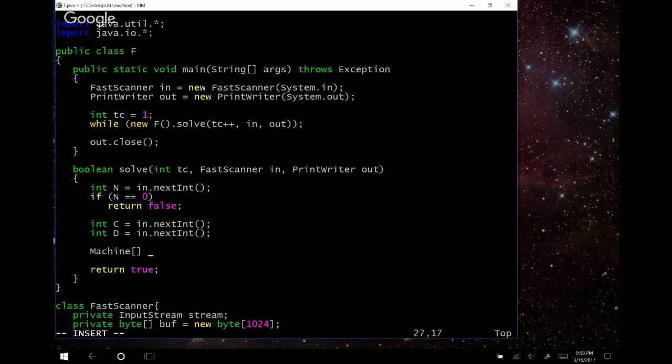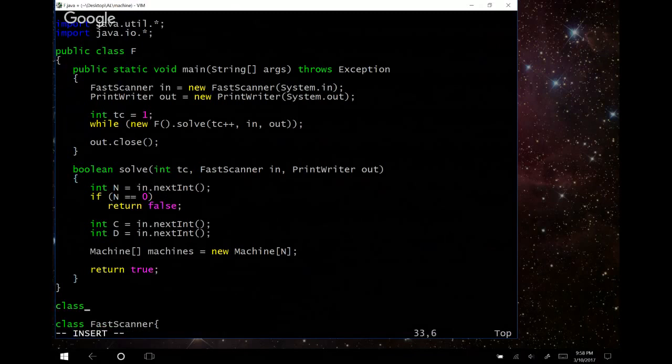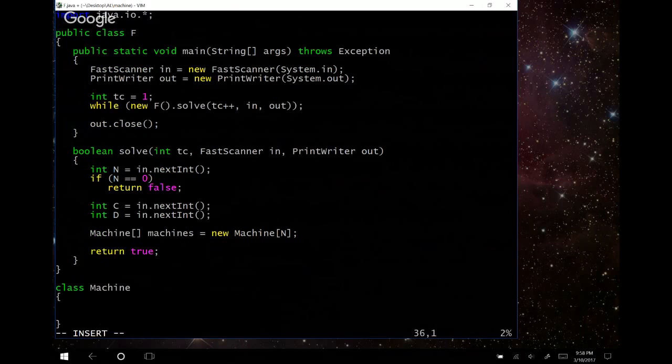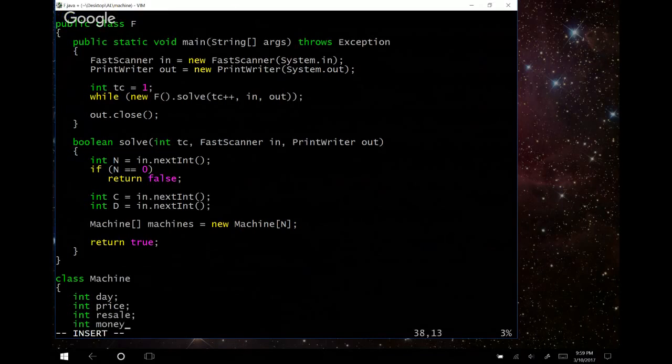So let's grab the machines. I'm gonna make an array of things called machines. So let's make a machine class to keep track of these various machines. In the input, it's characterized what day it's available, what's the price of the machine, what's the resale value of this machine, and what's the money that the machine makes per day? The information we need.